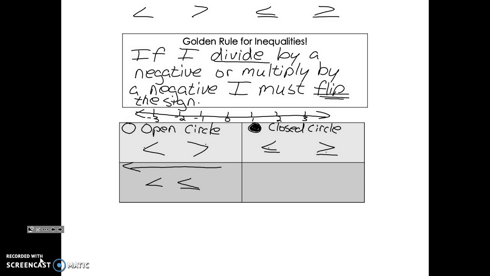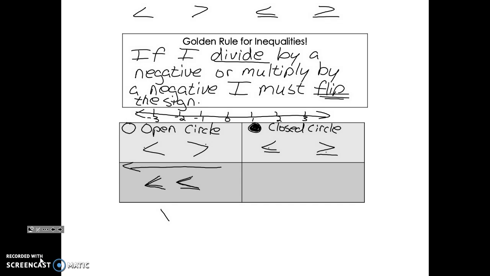Or you can look at how these signs make an arrow pointing to the left. See how that makes an arrow pointing to the left? That's going to tell us that we're going to the left in our problem. The key here, though, is if you do that, your variable always has to be on the left side.